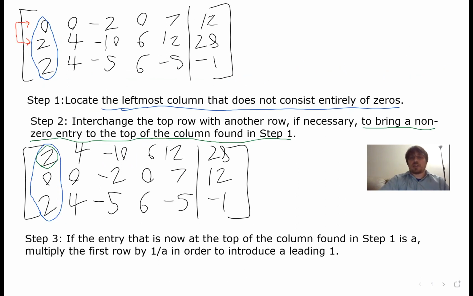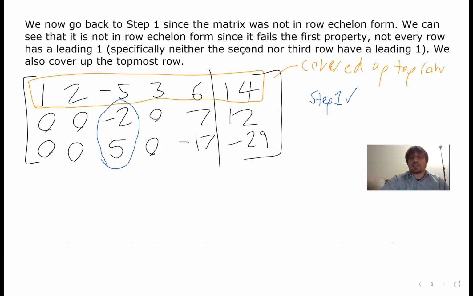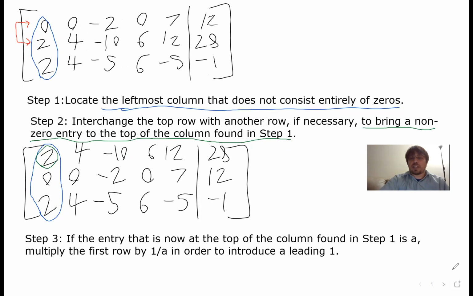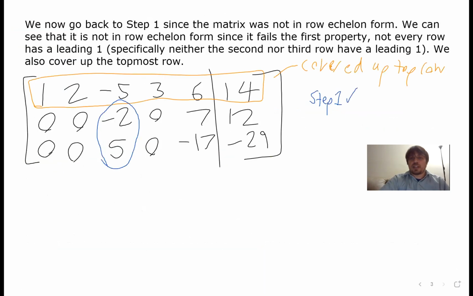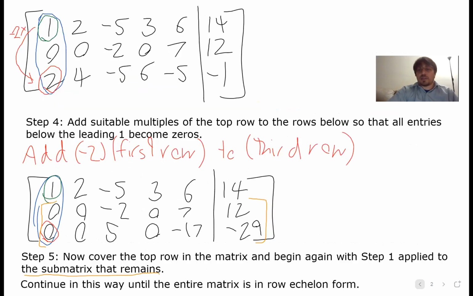We want the top entry to be non-zero. The top entry is non-zero. And so step 2 is done. We don't have to do anything in step 2. Step 2 is done because the topmost entry is non-zero. Okay, so without doing anything, step 2 is good. And then we go to step 3.